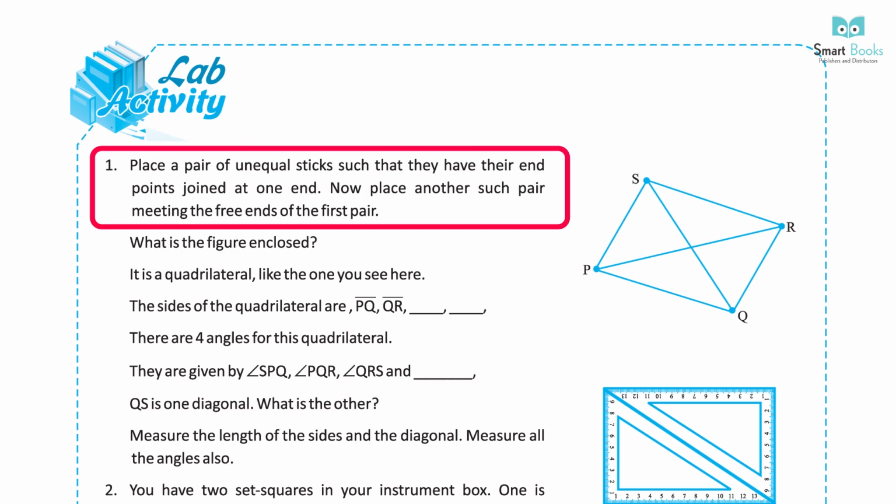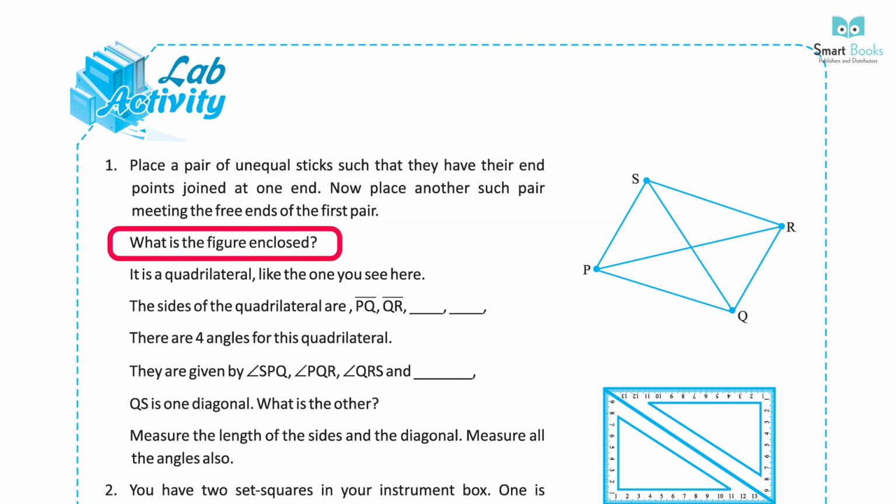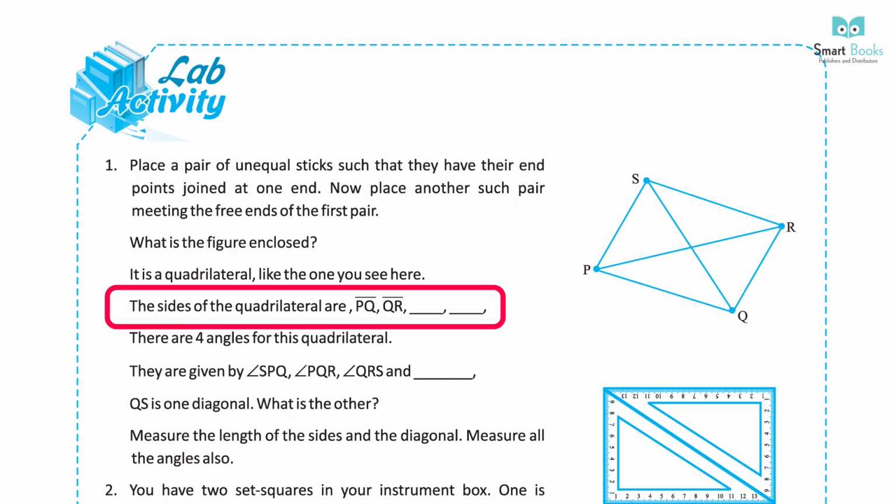Place a pair of unequal sticks such that they have their endpoints joined at one end. Now place another such pair meeting the free ends of the first pair. What is the figure enclosed? It is a quadrilateral like the one you see here. The sides of the quadrilateral are PQ, QR.